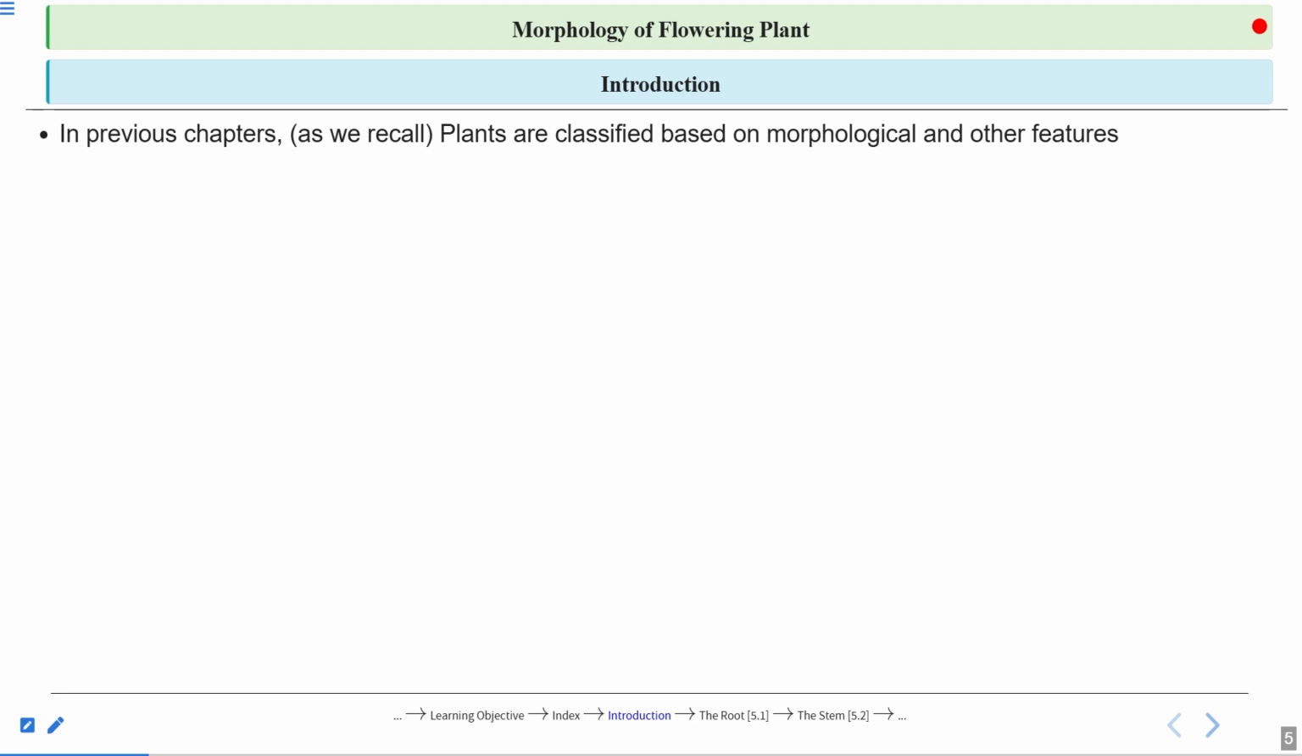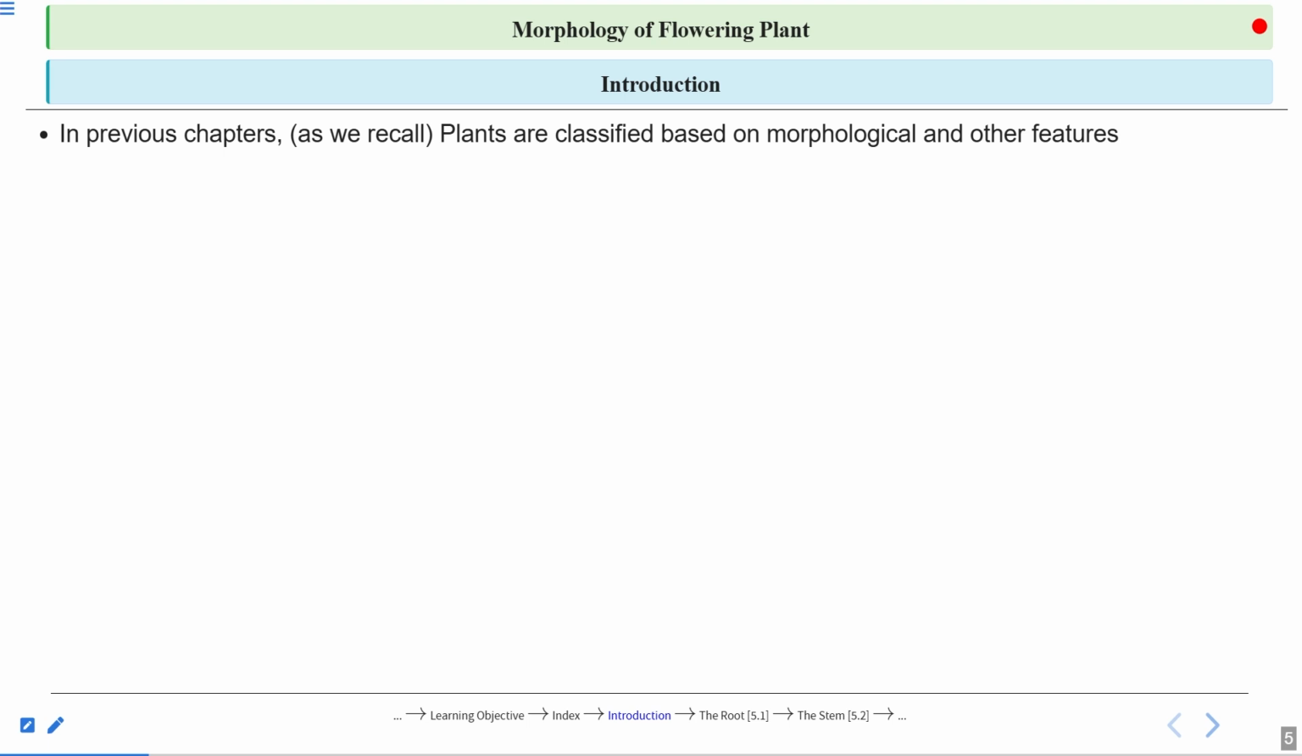So in the previous chapter, as we recall, the plants are classified based on the morphological and other features, right? So basically, in today's classification system, not only the morphological, we follow the anatomical, we follow the biochemistry, cell biology, okay? Different branches of biology are involved in the process of plant classification. And that we have seen, right? So what we are going to see today is morphology.